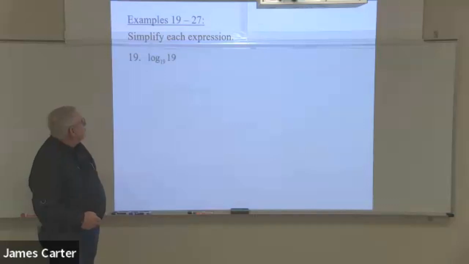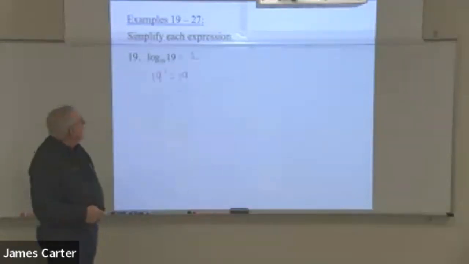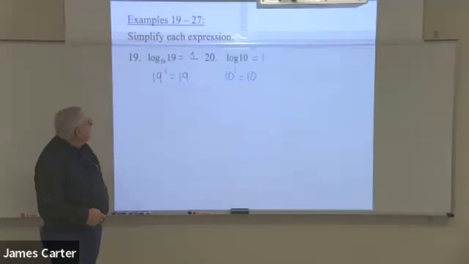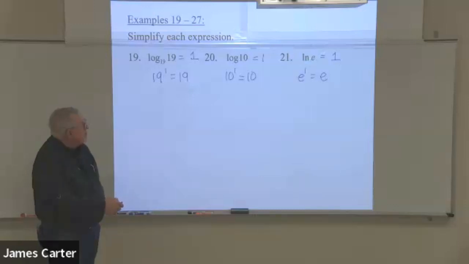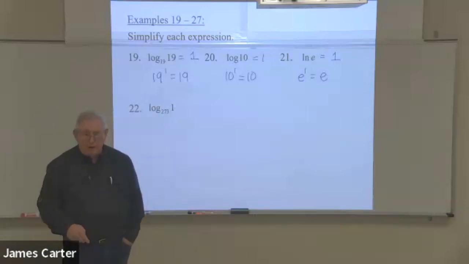What's the answer to this? There's no extra power up there other than a 1. The answer is, okay. Log of 10, well, that's a hidden base 10, so it's 1. That's a hidden log base e of e, so it's 1. We're getting real. Now, this one. This to what power is equal to 1? 0 power.